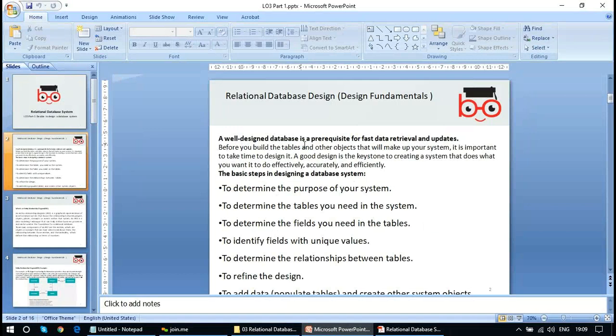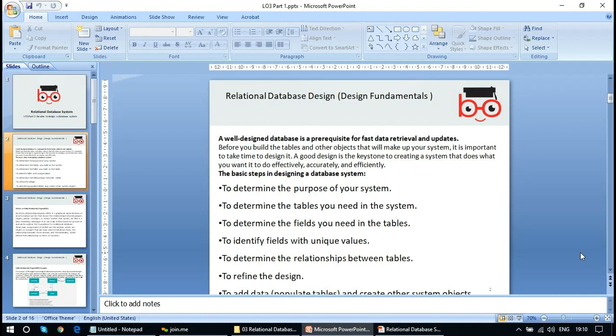A well-designed database is a prerequisite for fast data retrieval and updates. That's true. If the database is designed well, then you can get faster database retrieval. Before you build the tables and other objects that will make up your system, it is important to take time to design it. A good design is the keystone to creating a system that does what you want it to do effectively, accurately, and efficiently.